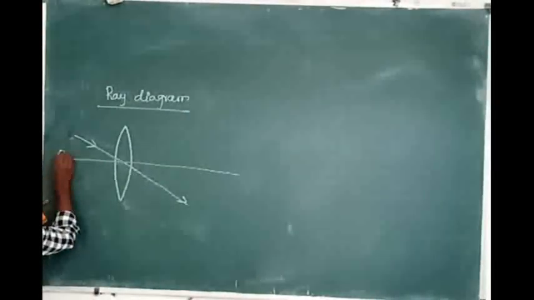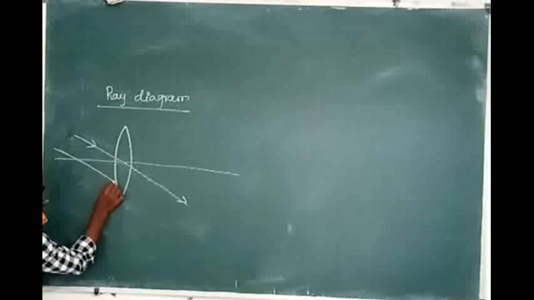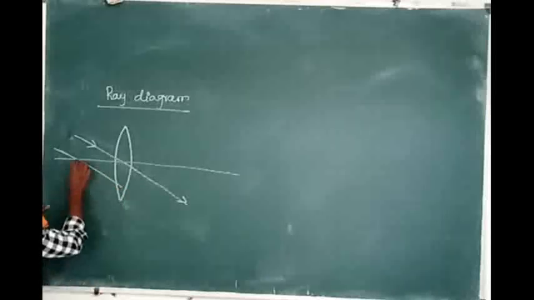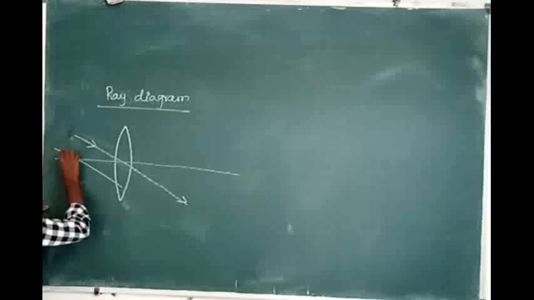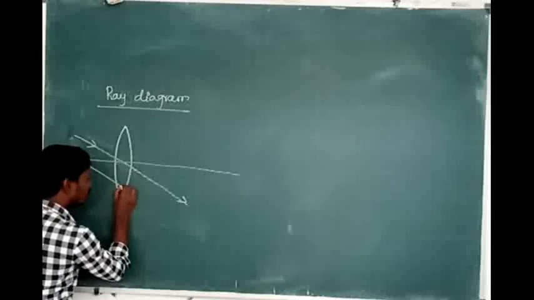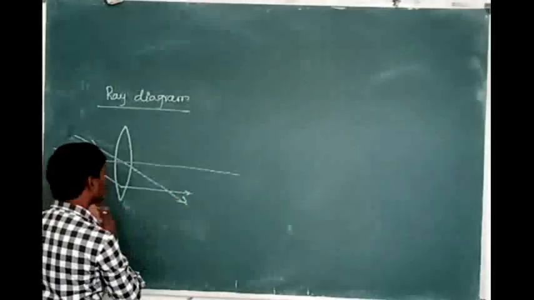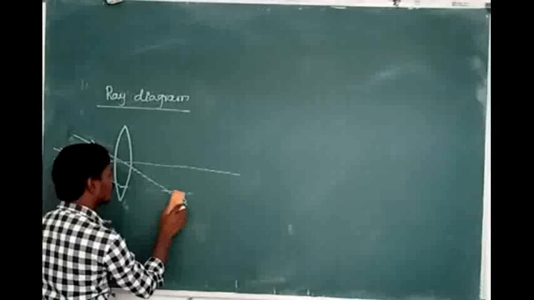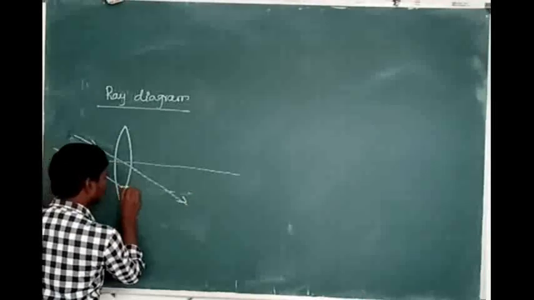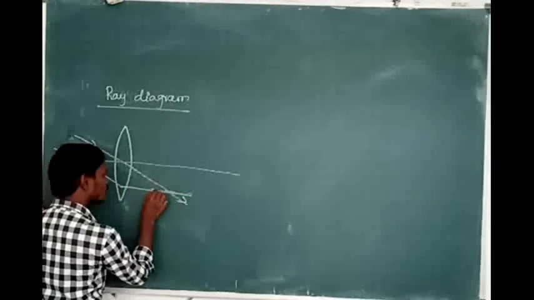And one more ray that is passing through the first principal focus of the objective lens. Whenever the ray passes through the first principal focus of the lens, after refraction, the refracted ray passes parallel to the principal axis. Where the refracted rays meet, what is formed? Image is formed. This ray is parallel to the principal axis. Here the image of the distant object is formed.